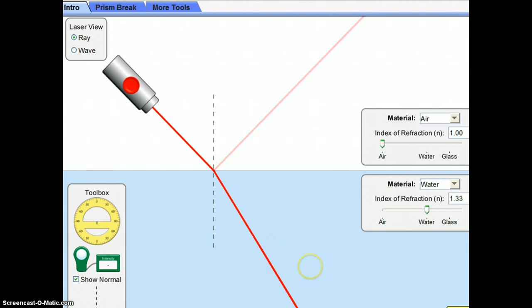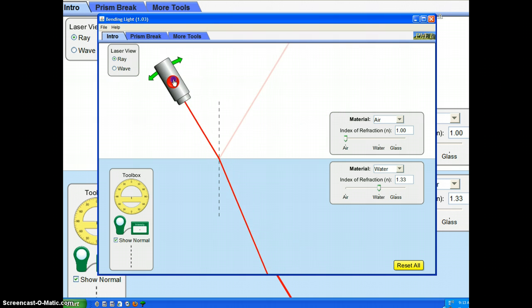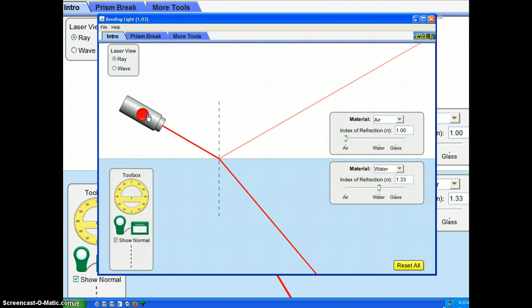Let's take a look at a simulation. Here I have a light source, and it's going from air into water. Notice it bends. Here's the question for you.